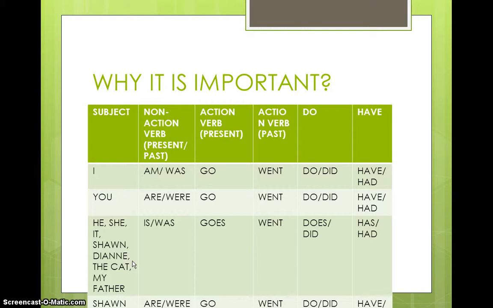Alright. Same goes to do and have. If you do it for the present, it might change according to the subject. Let's say if the subject is singular, except for I and you, you're going to use do. And if it's he, she, it, it's going to use does, and has. Is that clear?